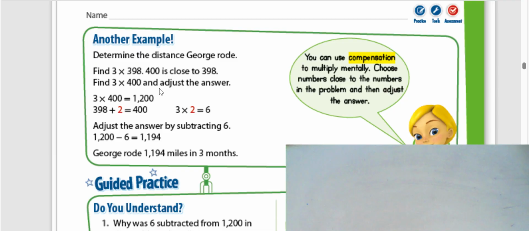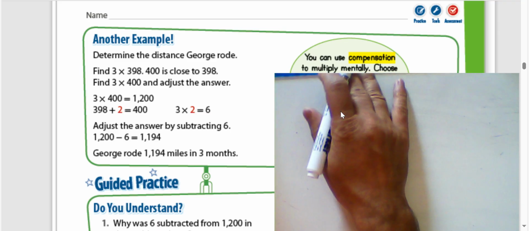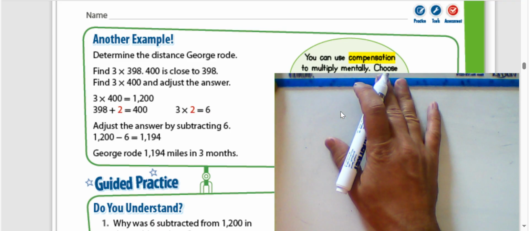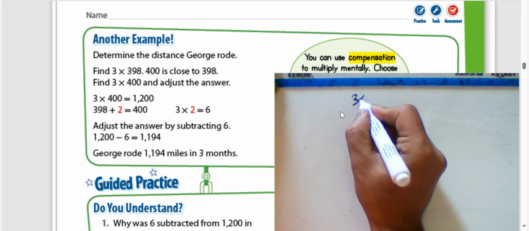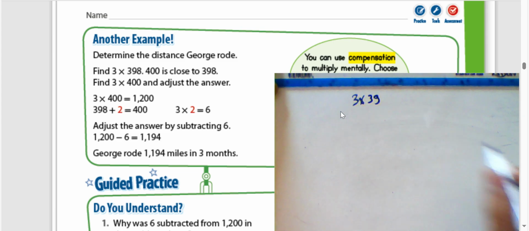The result will be 1200. 3 times 4 equals 12, and we write 0 behind it. Okay, and we know 3 times 2 equals 6. 1200 subtracted by 6 equals 1194. Understood? Okay, I will explain the steps here by the method. Look with me. We want to find the product between two numbers. First number 3 and second number was 398.